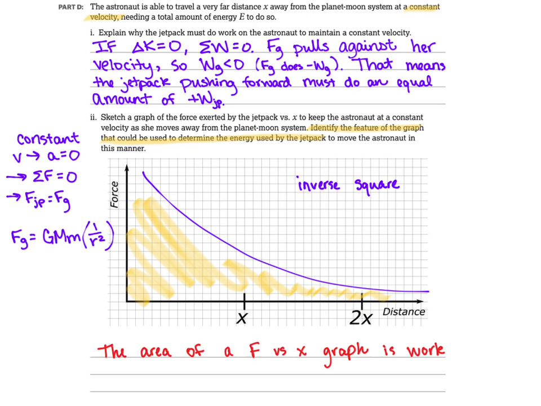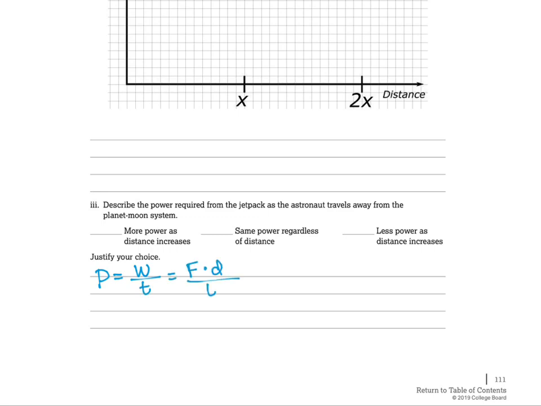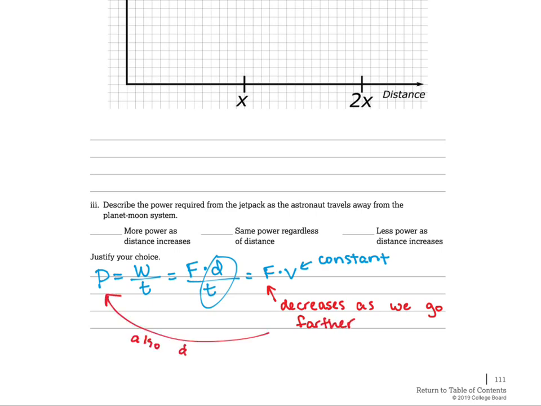Whew. All right. Last part over here, we're talking about the power requirement of the jetpack. Power is the rate at which work is done. Work is equal to force times distance. So if you do force times distance over time, distance over time is velocity. We've been stipulating that she's traveling at a constant velocity.